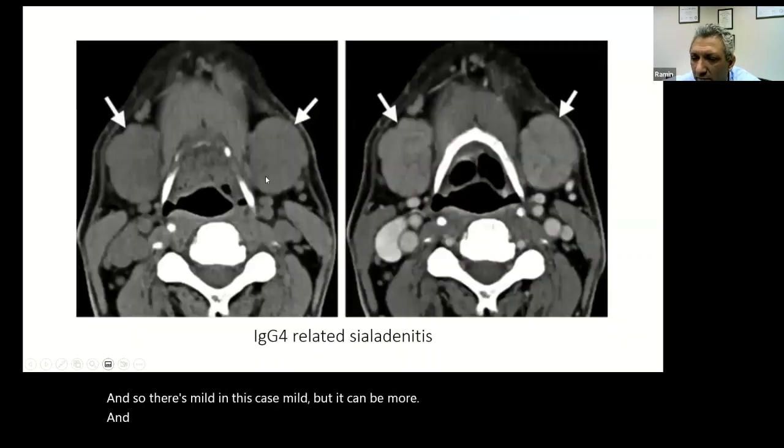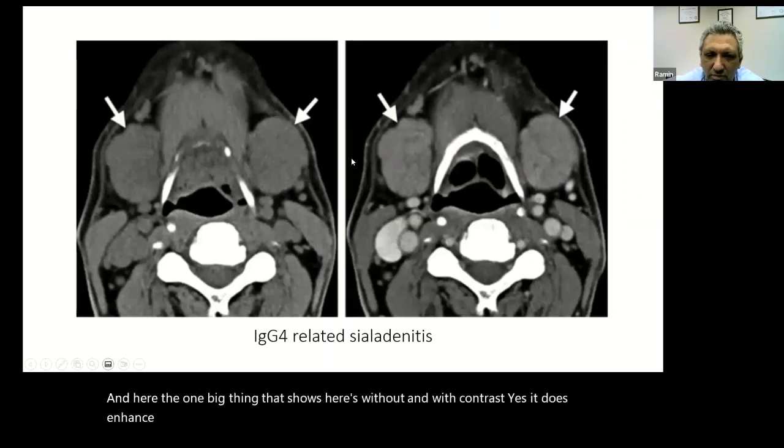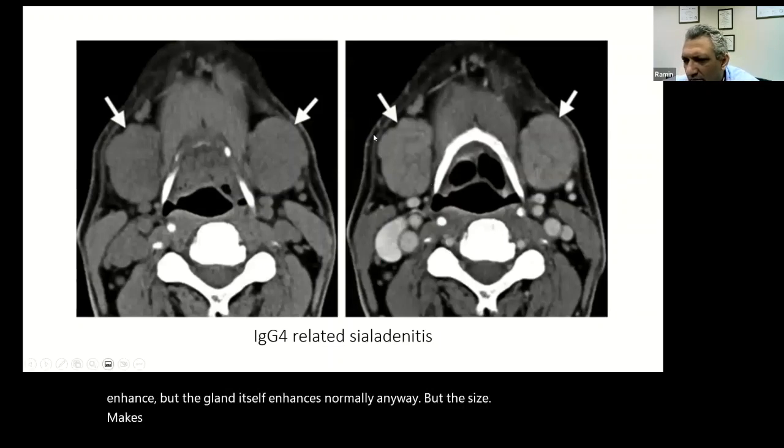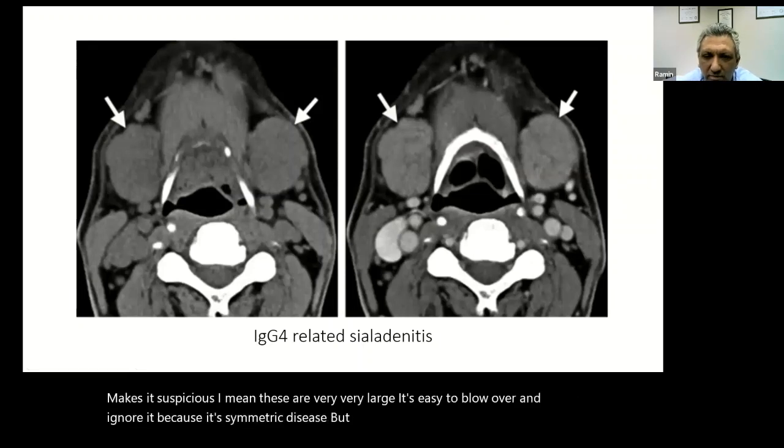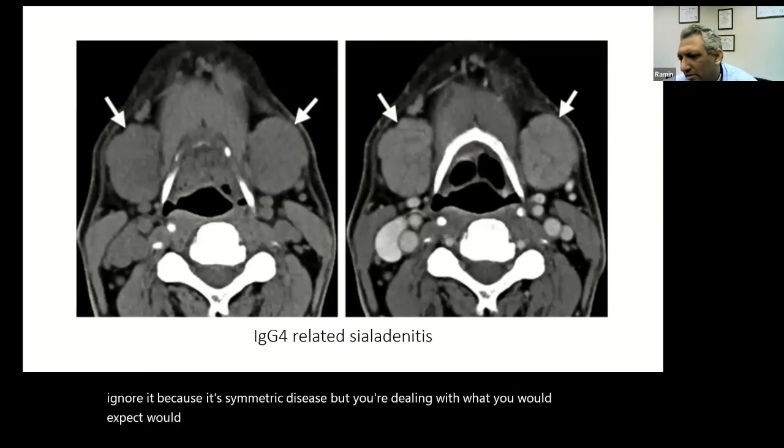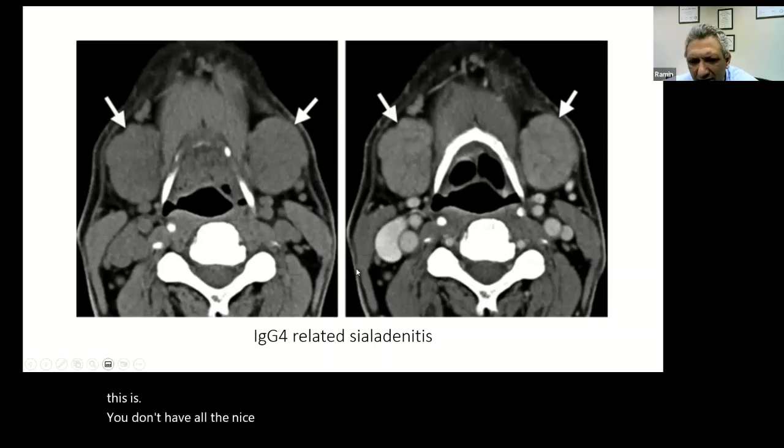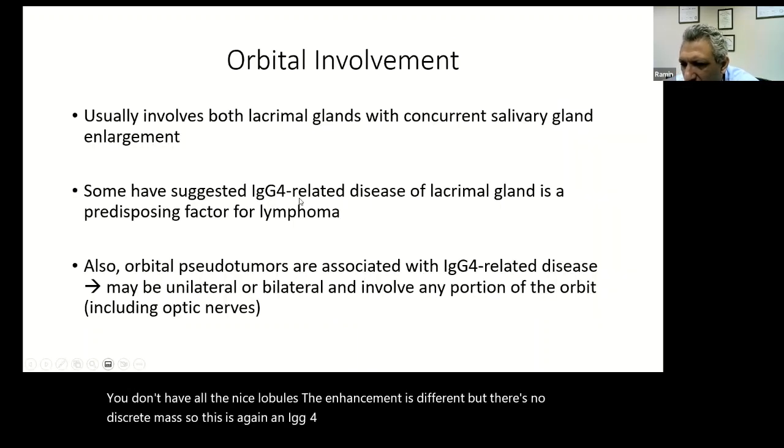And here the one big thing that shows here's without and with contrast. Yes, it does enhance, but the gland itself enhances normally anyway. But the size makes it suspicious. I mean, these are very, very large. It's easy to blow over and ignore it because it's symmetric disease, but you're dealing with what you would expect would be, for the most part, symmetric anyway. And note how featureless this is. You don't have all the nice lobules, and the enhancement is different, but there's no discrete mass. So this is, again, an IgG4 type process.